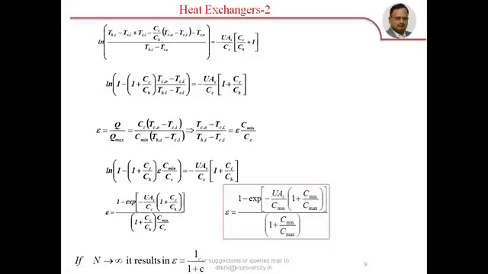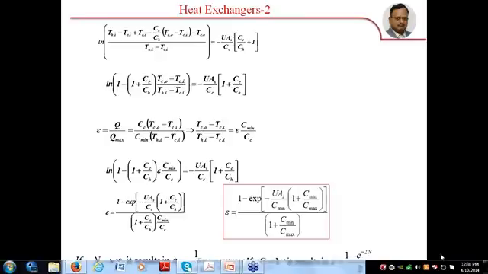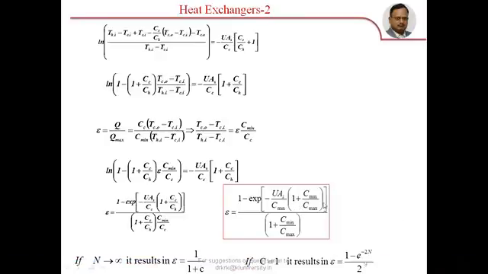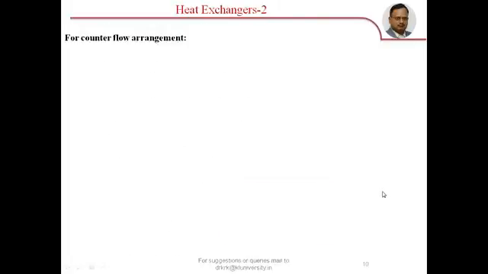1 minus e power minus n becomes 0. So you will get 1 by 1 plus c. If c is equal to 1, then you put c equal to 1 in this. Effectiveness is 1 minus e power minus 2n by 1 plus 1, 2. So these are all different cases where you have to carefully apply the formula for effectiveness and then check.